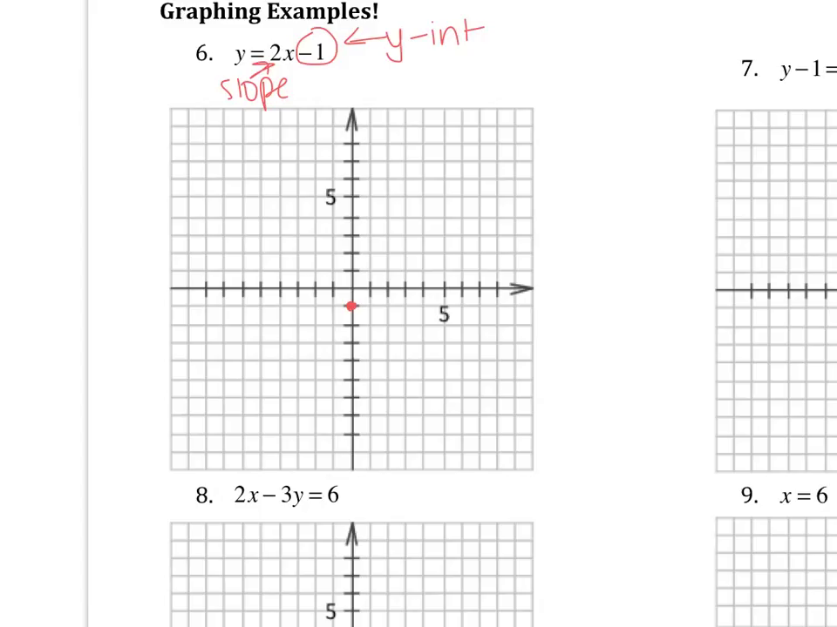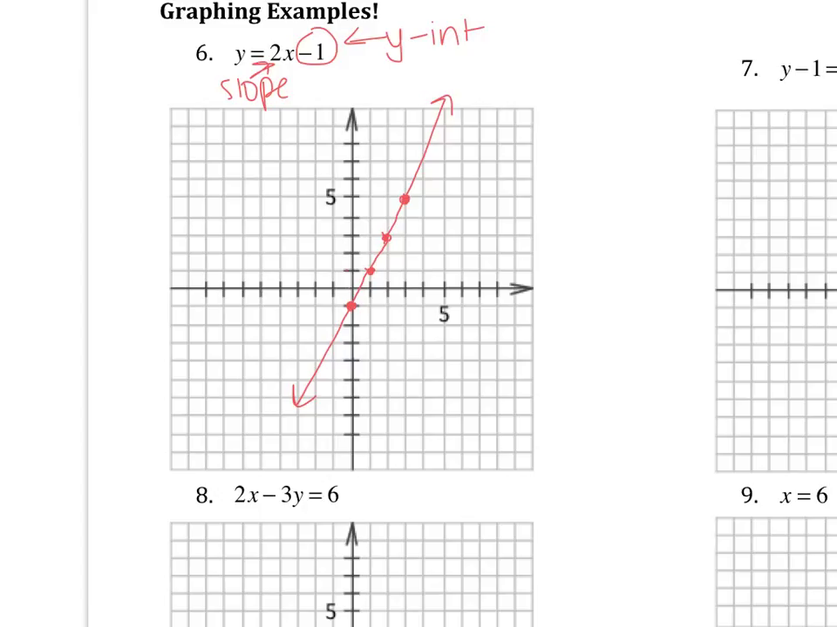Now a slope of positive 2 means I'm going to go up 2 and over 1. So up 2 over 1. Okay, I always want at least 3 points. 3 or 4 points is ideal so that you get a good accurate line. And you should be using a straight edge.